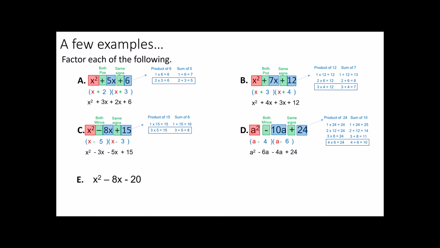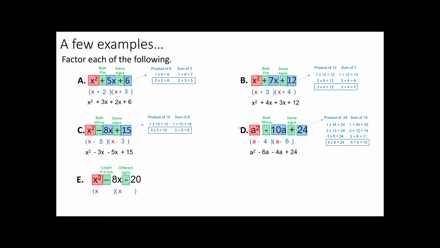Again, we're going to try and look at something slightly different. We're going to try still and break it into binomials. I still know I have to have x and x, but this time notice what happens. I have a minus sign or a negative sign on that last constant term. That tells me my signs must be different.